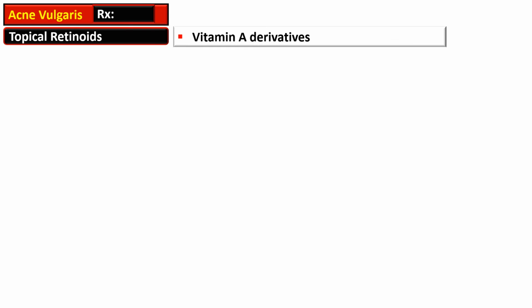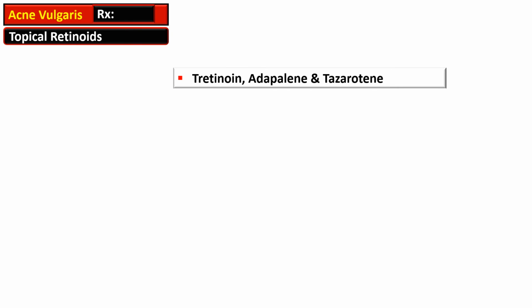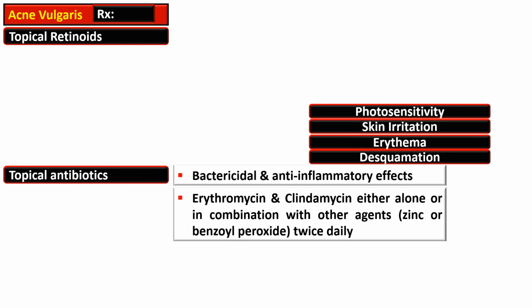The topical retinoids are vitamin A derivatives that have anti-inflammatory and comedolytic effects. Tretinoin, adapalene, and tazarotene are the commonly used topical retinoids. They are available in cream and gel, and they are applied once daily at night because they cause photosensitivity and are also associated with skin irritation, erythema, and desquamation.